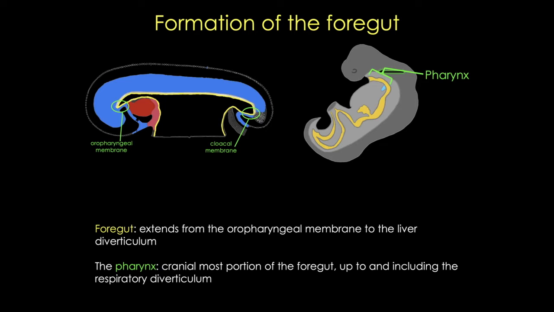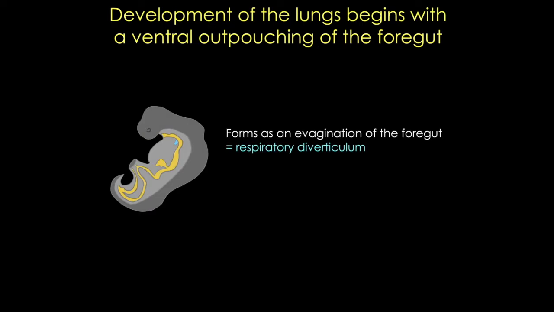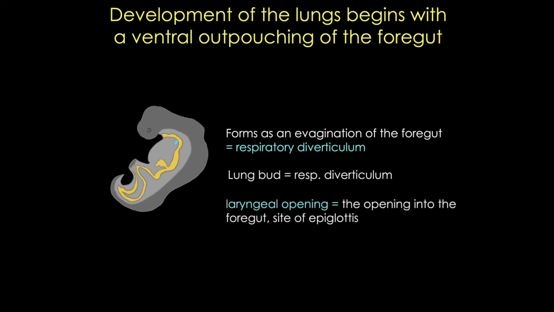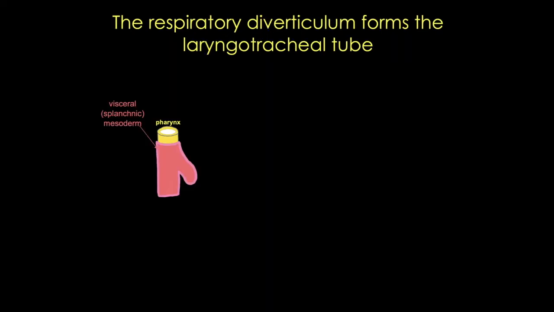the respiratory diverticulum that you see here in blue. Lung development then starts with that evagination of the foregut, a pouch that grows out called the respiratory diverticulum, or sometimes the lung bud, and again, it's here in blue. The opening of the respiratory diverticulum into the foregut is the laryngeal opening, and that's going to be the site of the future epiglottis. Now let's take a closer look at this process.